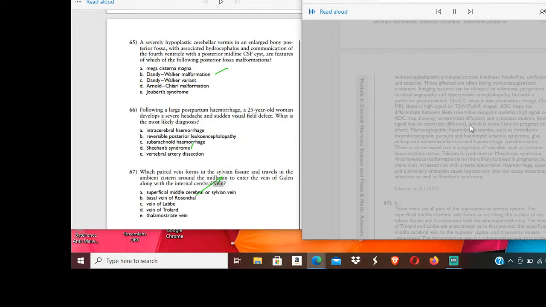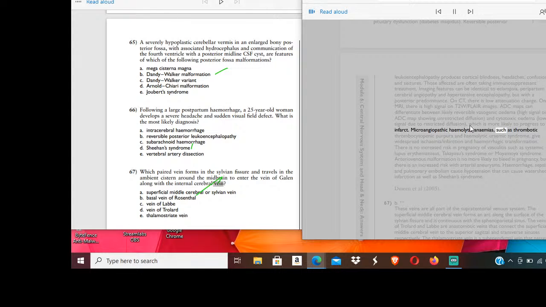343. Leukoencephalopathy produces cortical blindness, headaches, confusion, and seizures. Those affected are often taking immunosuppressant treatment. Imaging features can be identical to eclampsia, peripartum cerebral angiopathy, and hypertensive encephalopathy, but with a posterior predominance. On CT, there is low attenuation change. On MRI, there is high signal on T2W/FLAIR images. ADC maps can differentiate between likely reversible vasogenic edema, high signal on ADC map showing unrestricted diffusion, and cytotoxic edema, low signal due to restricted diffusion, which is more likely to progress to infarct.